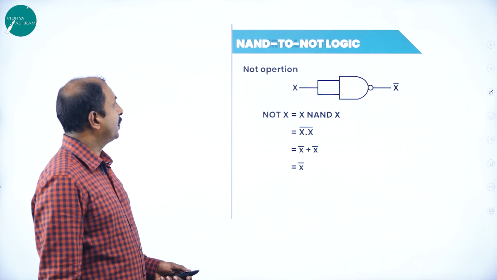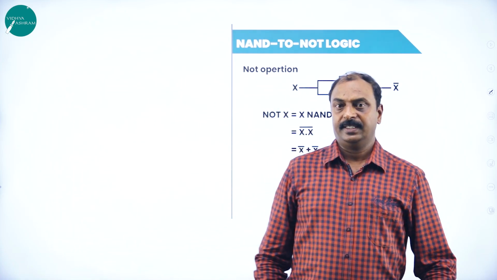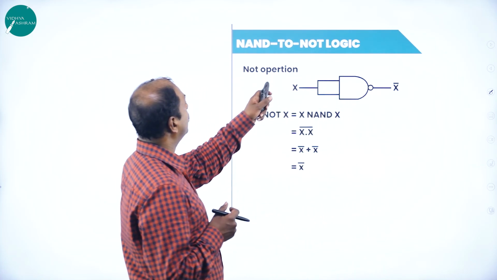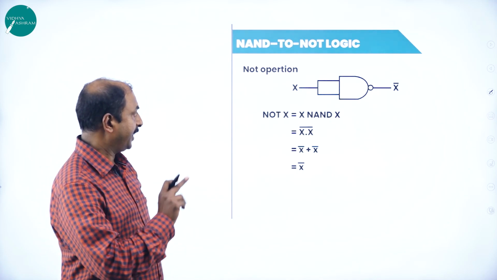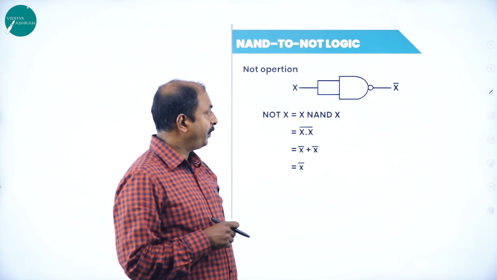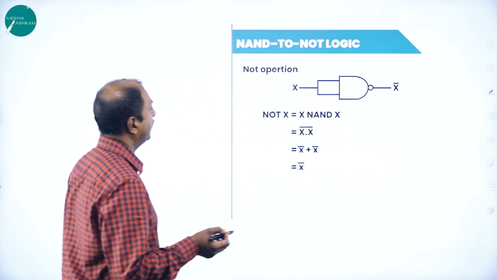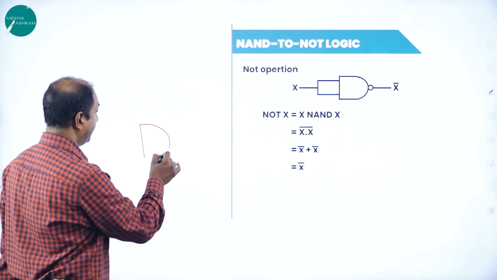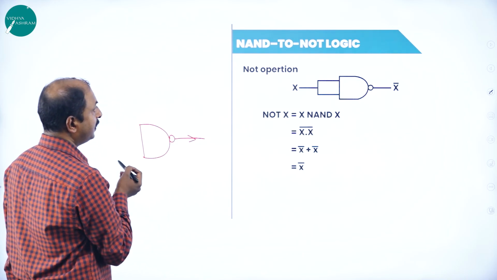Next, we move on to the next slide. Here we are going to construct the basic gates. The first one is the NOT gate, or NOT operation, using a NAND gate. How do we draw this? We know what a NAND gate is. This is how we represent a NAND gate. It is an AND gate followed by NOT. This is your NAND gate.